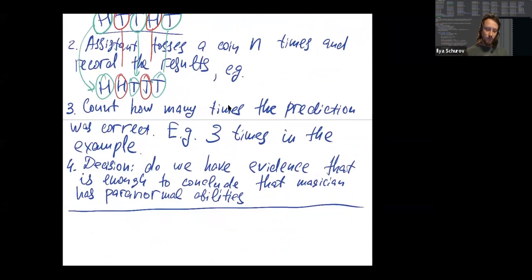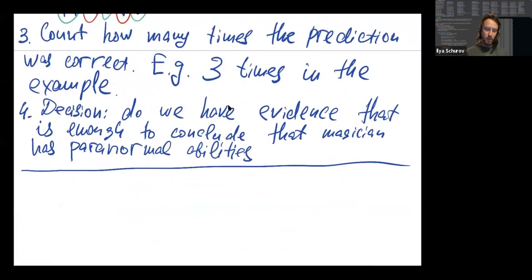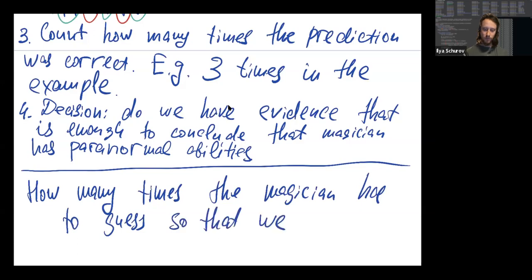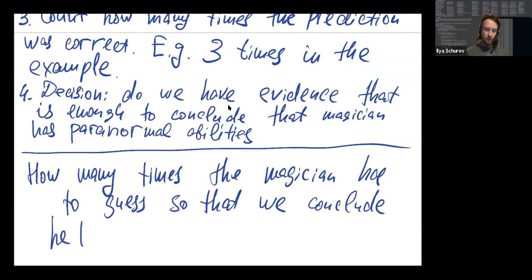Now I'm asking the following question, about this decision procedure. How many times does the magician have to guess so that we conclude he has paranormal abilities?